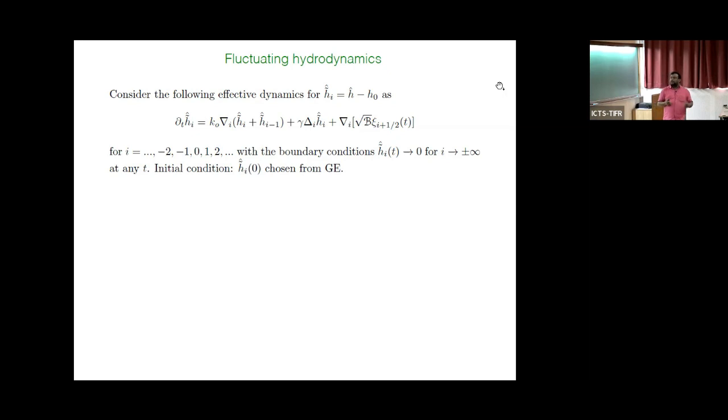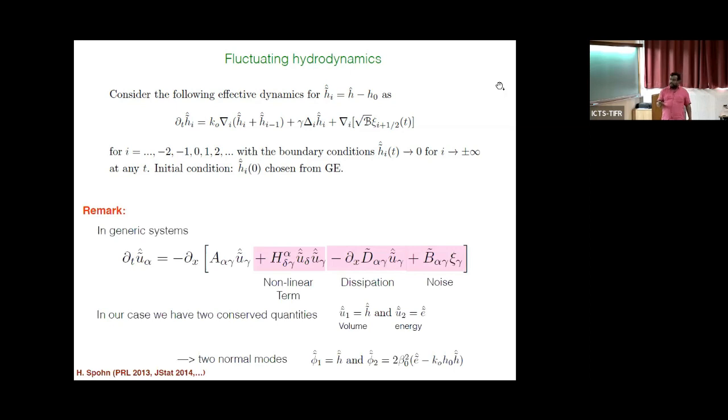energy field. Okay. So here I would like to make a remark that this equation is similar to the fluctuating hydrodynamic equation that you write in generic systems, where you have dissipation and noise terms, but also nonlinear terms. For our model, for the volume field, you do not have a nonlinear term, but for the energy field, you have a nonlinear term. And for our model, we have only two conserved quantities. That's why you have two fields, and the corresponding normal modes are explicitly written in this form. I actually forgot to put the reference, the paper by Harvard and Gabriel.